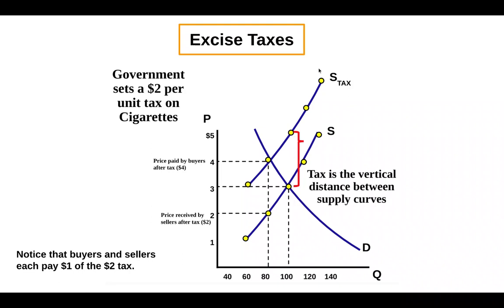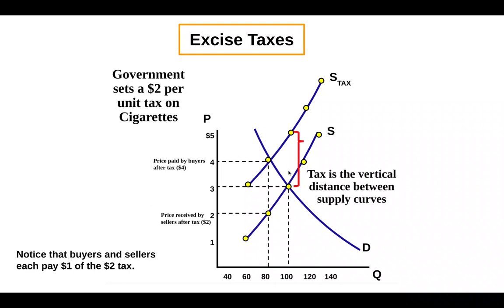But to show that with a tax, we just show a new supply curve, the supply curve affected by the tax. You don't actually have to draw this to show it, but I find it does help students. So the tax is the vertical distance between the supply curves, in this case, the $2 tax.